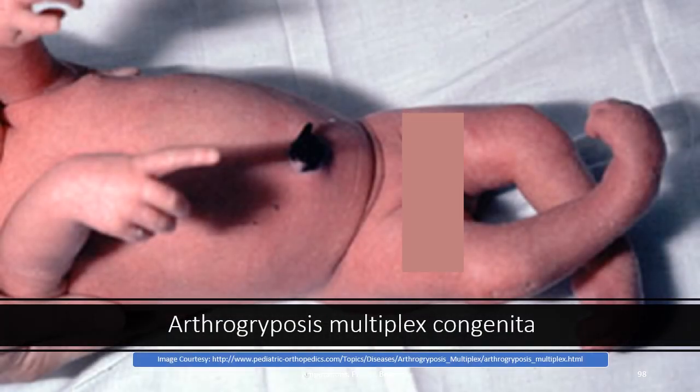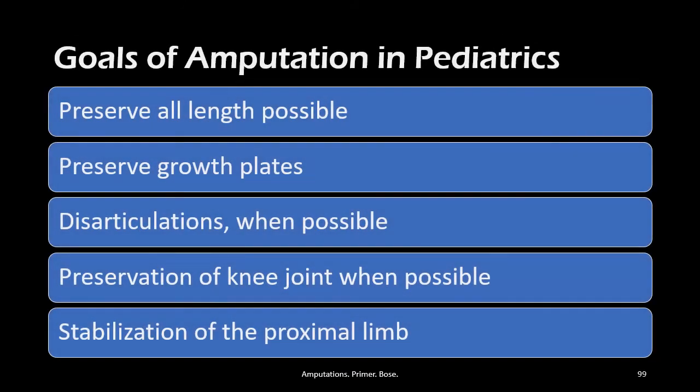This image shows a child with arthrogryposis multiplex congenita. Note the legs which show the condition. The goals of amputation in children involve best practices shown here. It is important for preservation of length, just in any amputation.